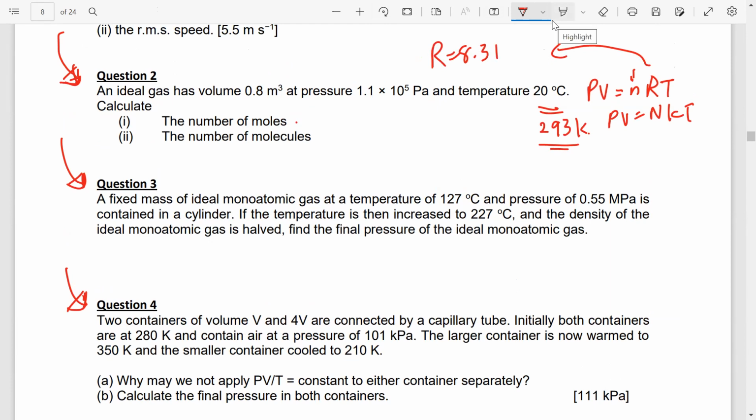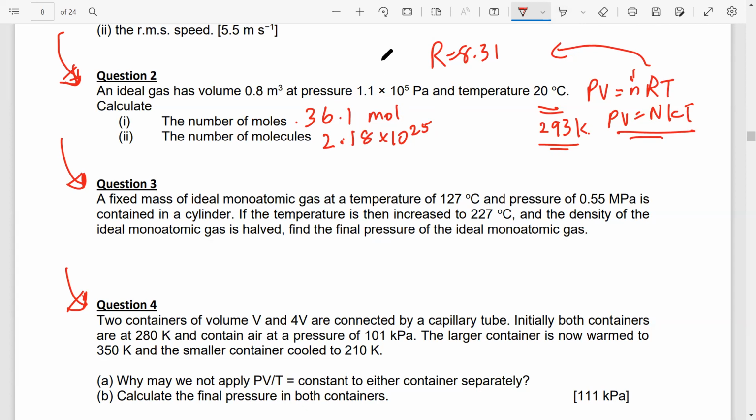So PV, 1.1 times 10 power 5, times 0.8, divided by 8.31, divided by the temperature 293, you will get around 36.1 moles. Okay, and number of molecules, you can still use this, or you can just straight away use 36.1 multiplied by Avogadro constant. Both are okay. So I'll just multiply by Avogadro constant, you'll get 2.18 times 10 to the power of 25. Okay, number has no unit, so just like that.